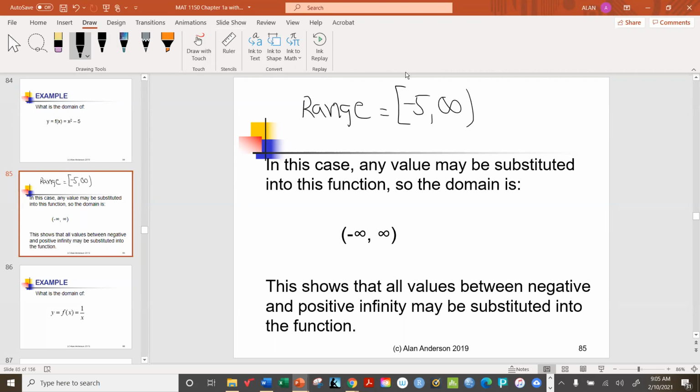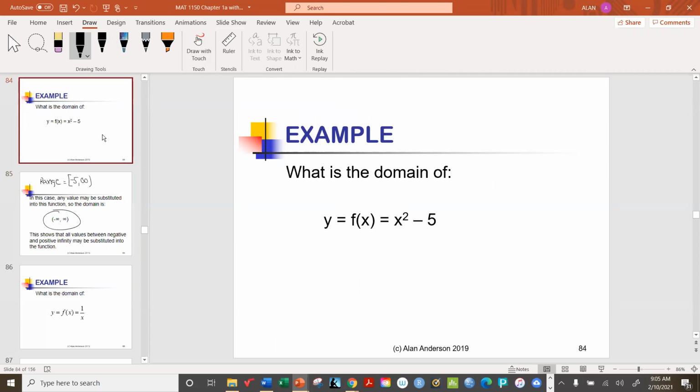But I just realized that the question was what is the domain? The domain is simply all the real numbers. And again, that's because there's no value of x that could be plugged into this formula and lead to either division by 0 or the taking of a negative square root.